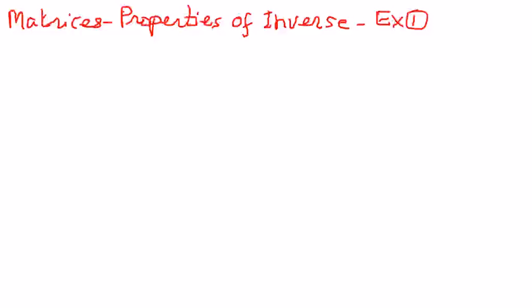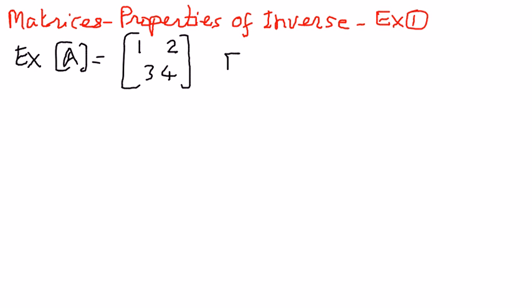Welcome to my presentation. In this presentation, let us try to use the properties of inverse to solve a simple example problem. Let's say we have an example of this type, and in this example, the matrix A has the following elements: 1, 2, 3, and 4. And in this case, we want to find A to the power of -2, like that.